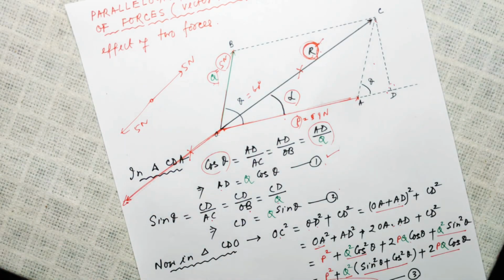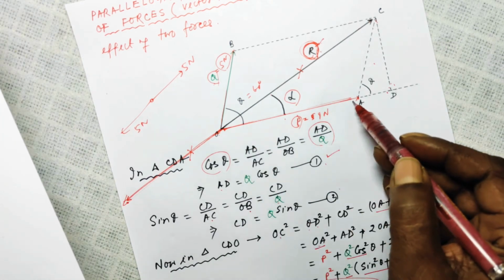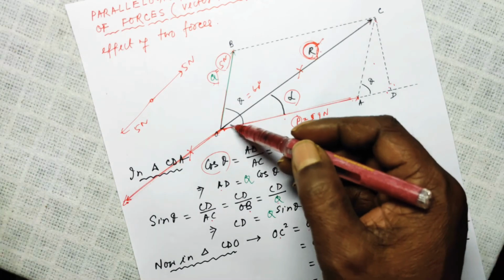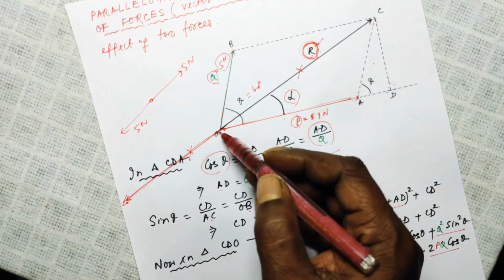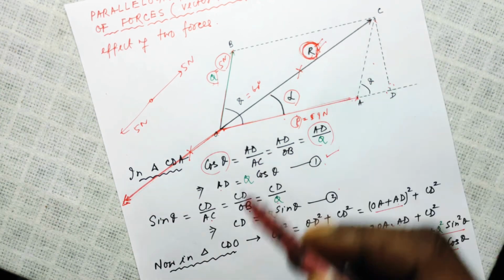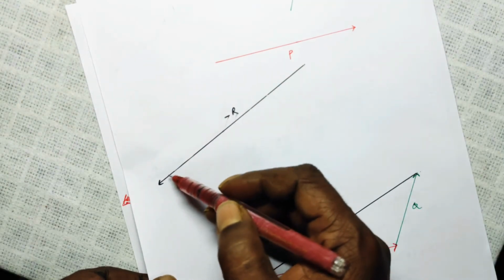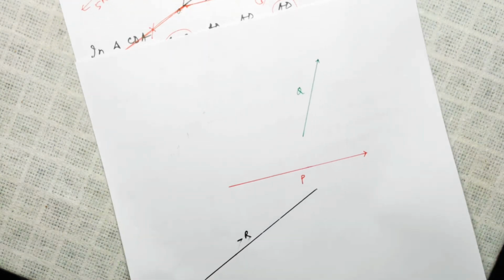Their combined effect is 0. That is what I am going to show you in the next phase. So I have drawn this P vector, P force here. I have drawn this Q force here, and I have drawn this one, which is exactly opposite to R and has the same value as R. I have drawn it here, exactly in the same manner in which they are given, right?